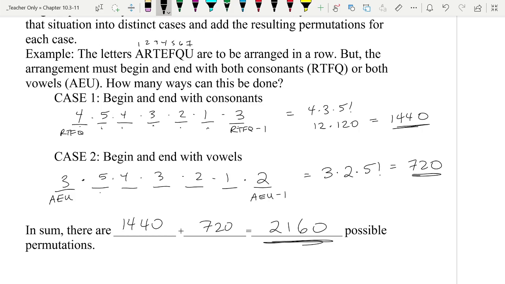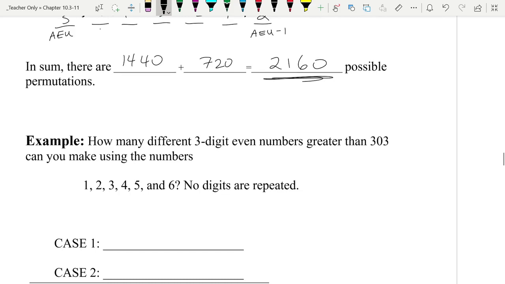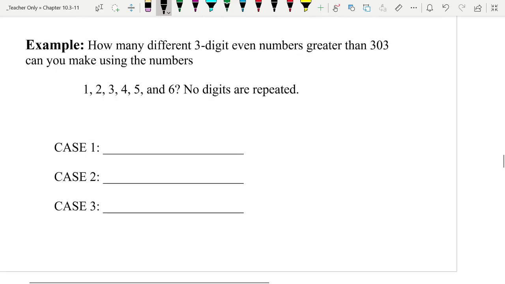All right, let's try another one. How many different 3-digit even numbers greater than 303 can you make using the numbers? And if you're starting to notice, hey, we're talking about how many different ways you can arrange letters and numbers, we call this branch of mathematics combinatorics. It has a lot to do with security, password combinations, all that kind of math is very big and very important nowadays, as you might well imagine.